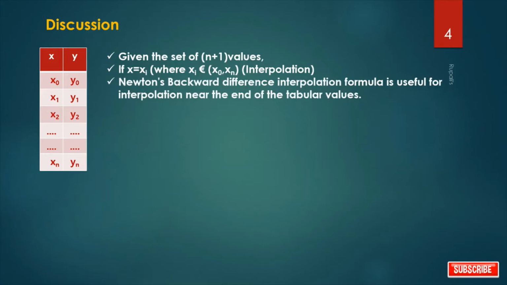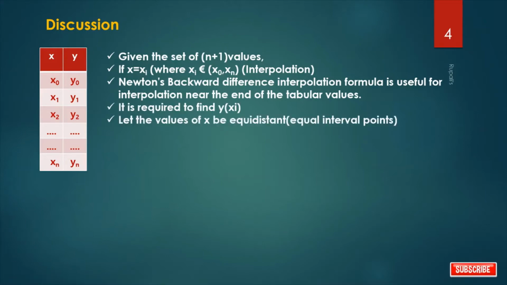Newton's backward difference interpolation formula is useful for interpolation near the end of the tabular values. So, the xi value is near the end of the tabular values. Now, it is required to find y(xi). Let the values of x be equidistant, that is, equal interval points, meaning the difference between x1 and x0, x2 and x1 are equal. So, what should be the formula?